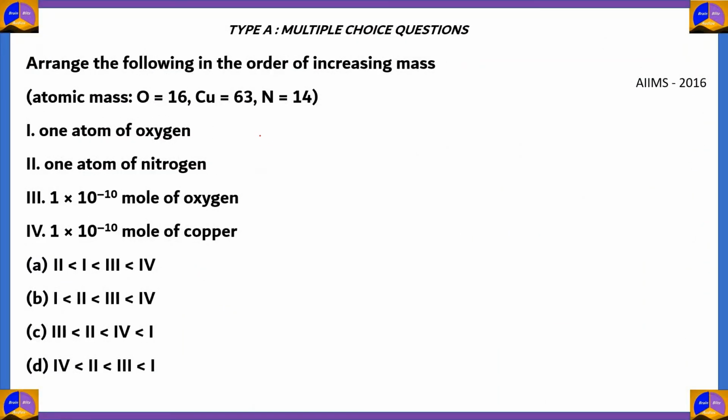Now we have our final question. Arrange the following in the order of increasing mass. And here we're given the atomic mass of oxygen, copper, and nitrogen for our reference. So the first thing that we have is 1 atom of oxygen.